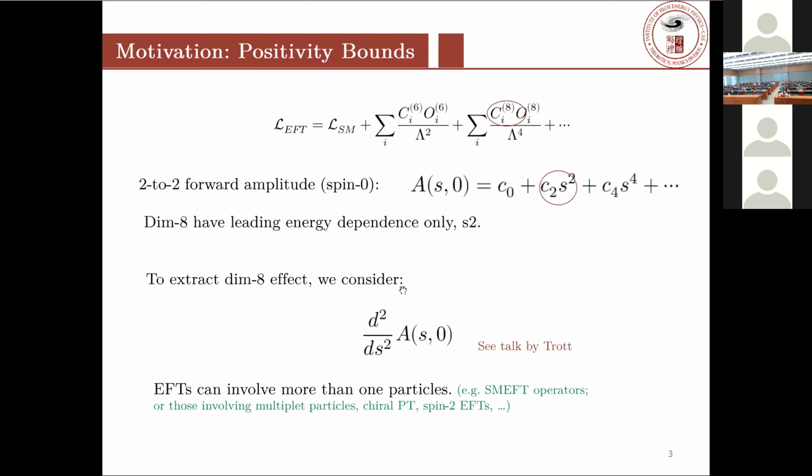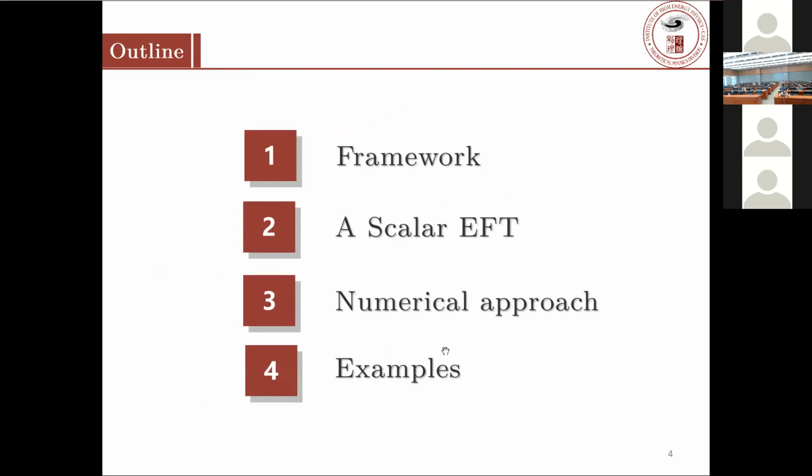So we are going to consider this quantity in order to extract the dimension-8 effects. Then we will use the optical theorem to get the bounds on this quantity. This procedure is very similar to the previous talk by Chot, but we are using different methods. The outline is: we first introduce our formal framework, and we will study a scalar EFT as an illustration. Then we will introduce several numerical approaches and mention several examples.